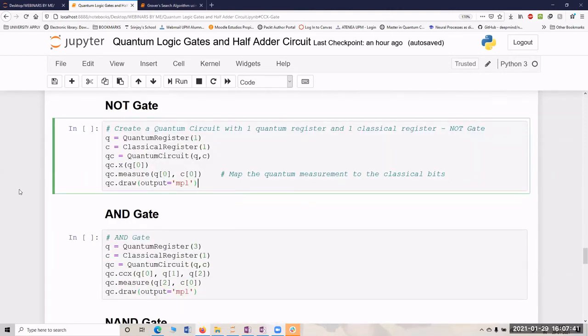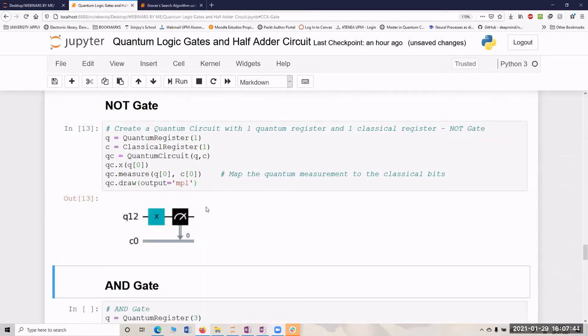So let's see the NOT gate. So this is the NOT gate. This black sign is the measurement operator. After you apply the quantum gates, or after your quantum circuit, you can measure the qubits, and this operation is a classical operation. That means after applying measurement, you can never go back to the previous state which was present inside the quantum circuit. Why? Because the superposition collapses, and you go into one of the basis states, which gives you the measurement.